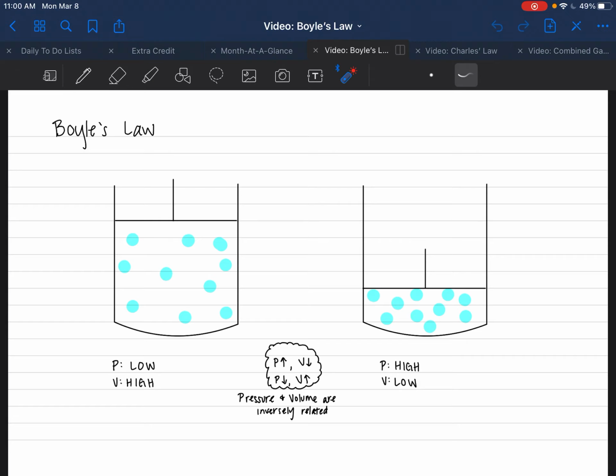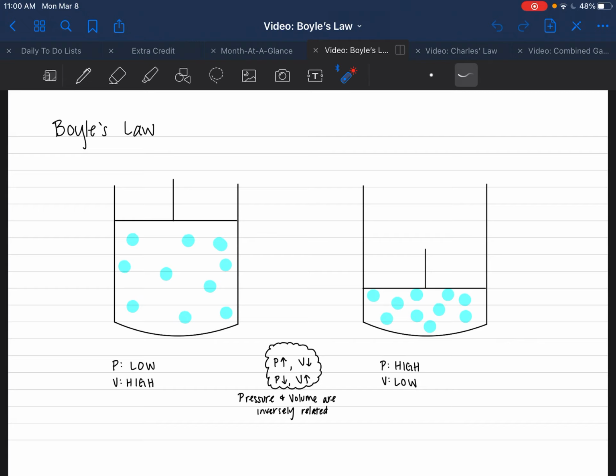Now, if you look on the right-hand side, we have pushed that plunger down in the container to decrease that volume. As we've done that, we have the same number of molecules, but they're so much closer together. Those gas molecules have much less room to move around. Because of that, they will be bouncing off of each other and off of the walls of the container far more frequently, which means our pressure is high compared to the diagram on the left, while the volume is relatively low. So as that pressure increased, the volume decreased.